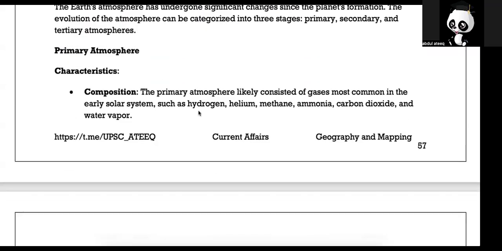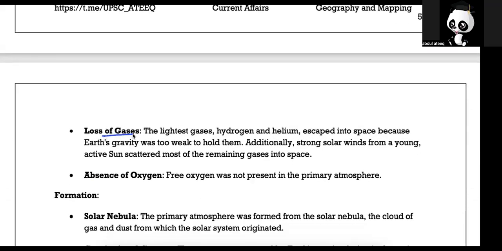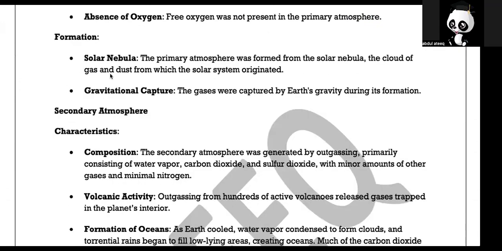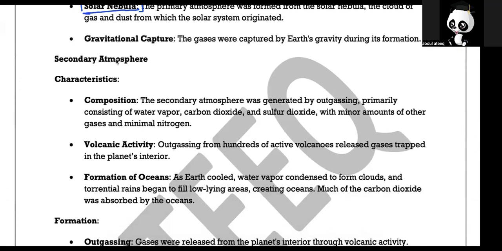The primary atmosphere comprised hydrogen, helium, and methane. Then what happened? The gases hydrogen and helium escaped into space because Earth's gravity was very weak and the strong solar winds from the sun deflected them away. Then how did this hydrogen and helium come? Like we have discussed, initially the entire universe was primarily made up of the nebula. Okay, so that was the scenario of how the early atmosphere made up of hydrogen and helium was lost.